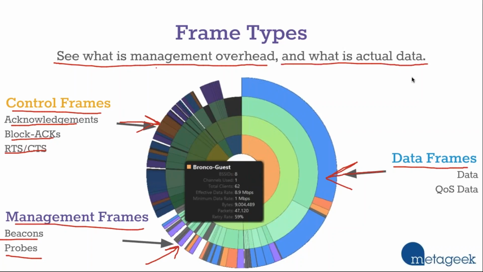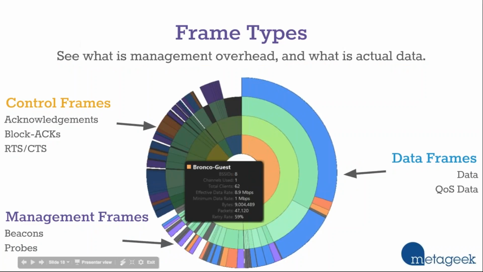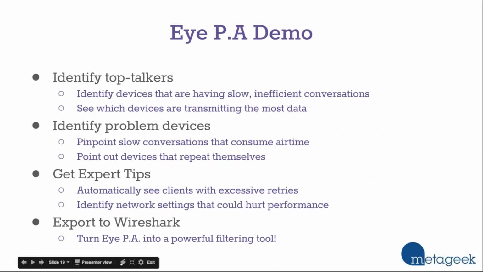And so now you start to understand why, just because our MacBook says it's getting 300 megabits per second, we're not able to actually get that data rate, because there's a lot of management overhead that goes into this. A lot of these wireless frames are just part of managing the wireless network, and that introduces some overhead that we have to think about. So what I'm going to do now is I'm going to jump into a demo of IPA.